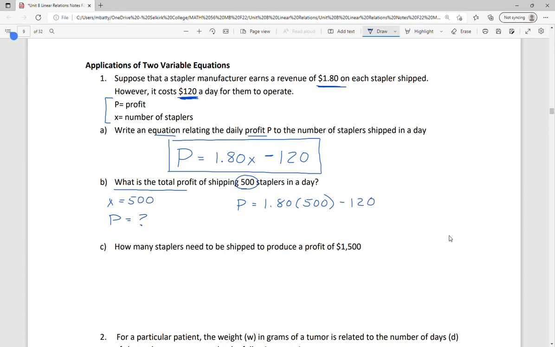I could then grab my calculator and do the math on this. 1.8 times 500 is 900, and then you're going to subtract the 120 from it. So your profit is equal to 780, or your profit would be $780.